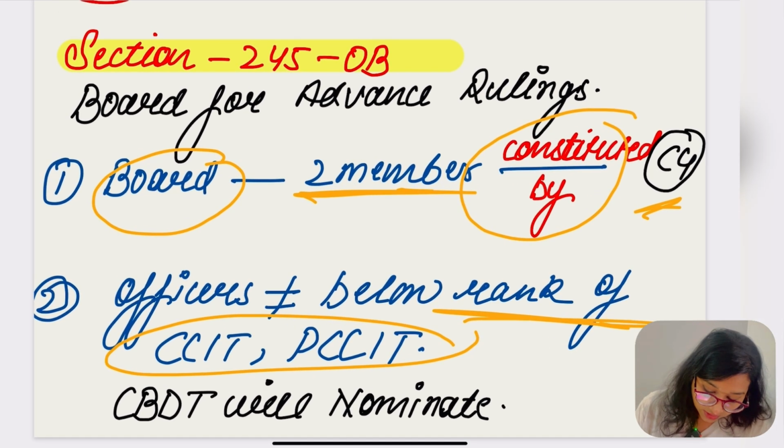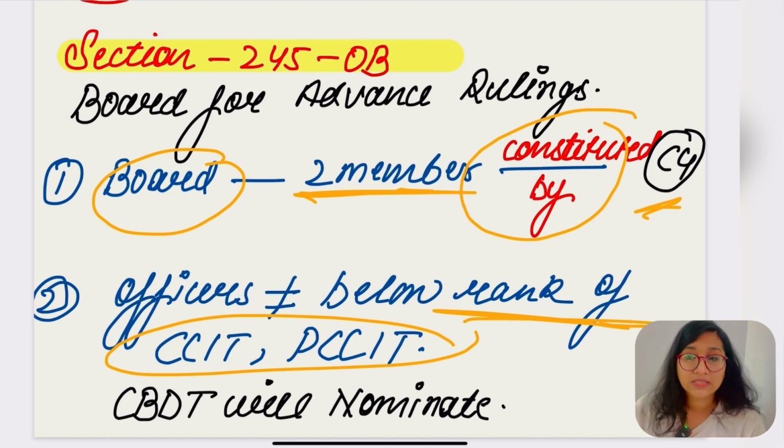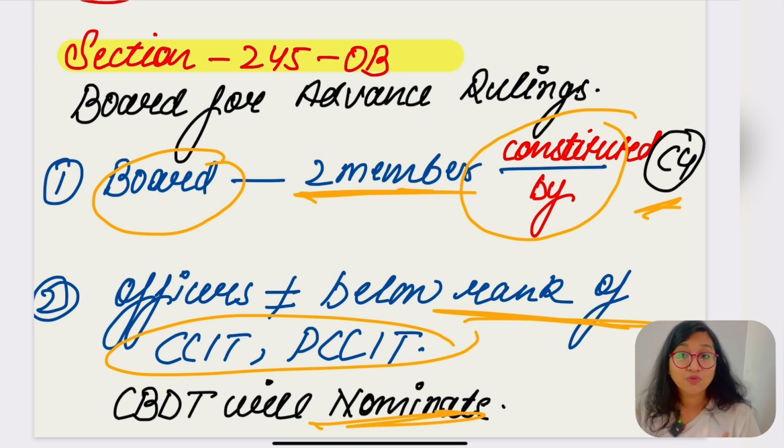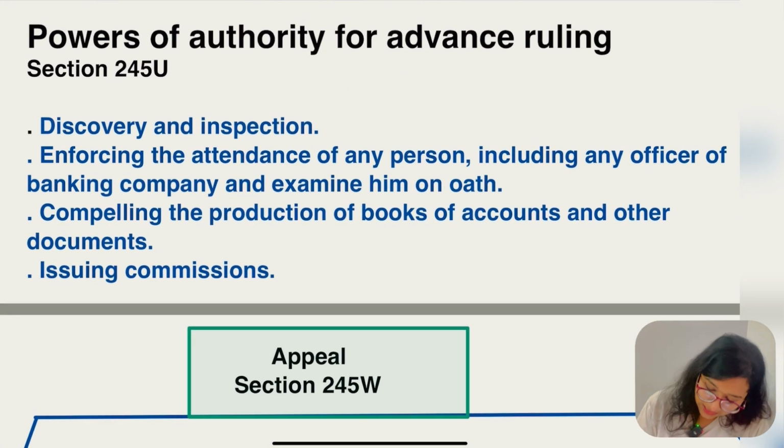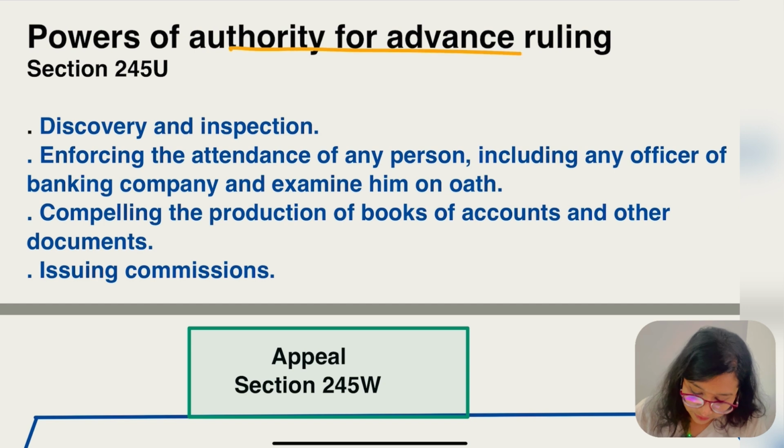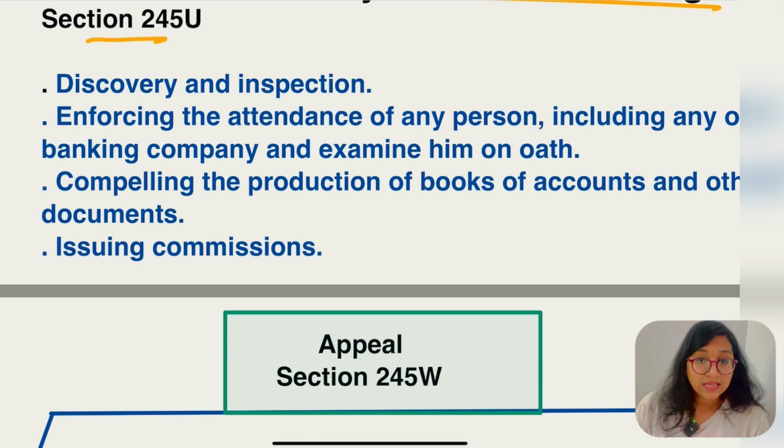Again, let's read out. The board for advance ruling should consist of a minimum of 2 members, and their rank should not be less than CCIT and PCIT. Who constitutes it? The central government. And who nominates them? The CBDT. Is it clear? Yes. Now let's go for the next section, which talks about the powers of the authority for advance ruling under section 245U.